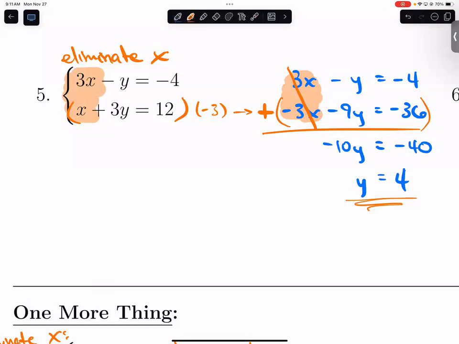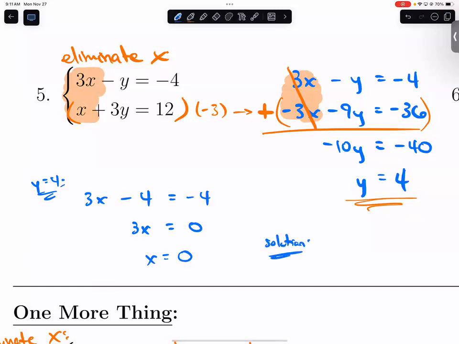If y is 4, now what? Plug y back in somewhere to find the x that goes with it. Doesn't matter where we plug it in, just somewhere, right? Go for the thing that looks the most straightforward to you, but plug that back in somewhere. If y is 4, then 3x minus y is -4. Add 4 to both sides. So x is 0.